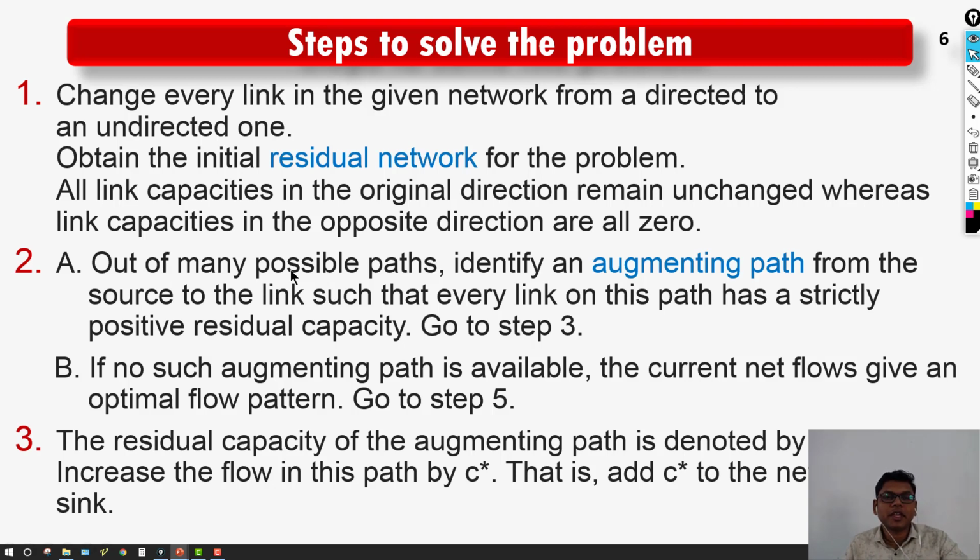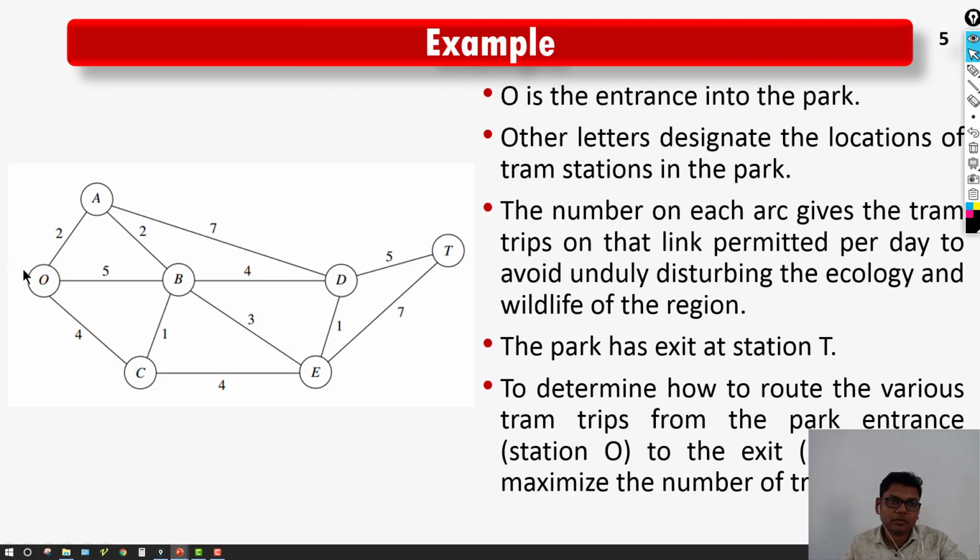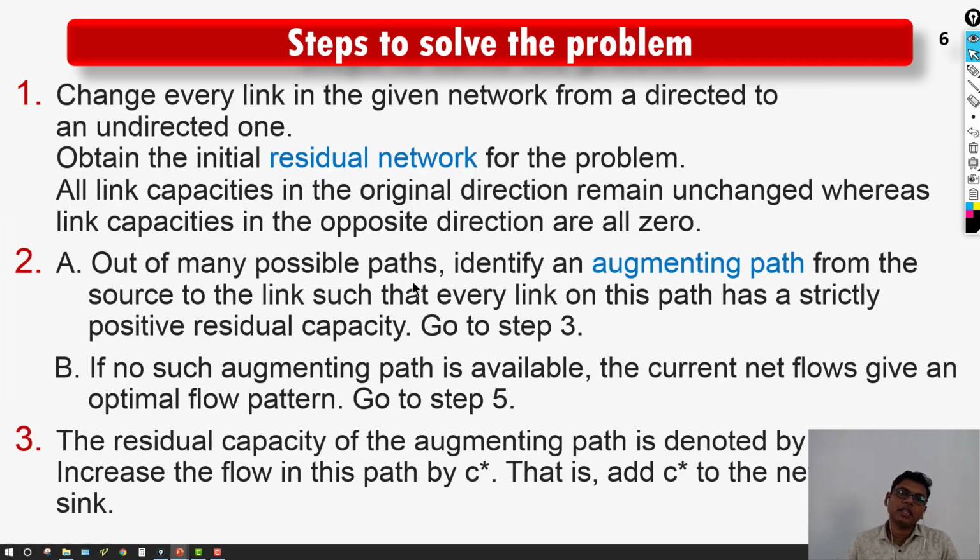Second step is, out of many possible paths, see from here there are many paths possible. OA dt is one path, OB dt is another path, OCBE dt is another path. Are you getting or not? So these are the paths which are possible from O to T. So out of many possible paths, identify an augmenting path from the source to the sink, or you can say source to the destination. It's a sink actually. Okay, source to the sink.